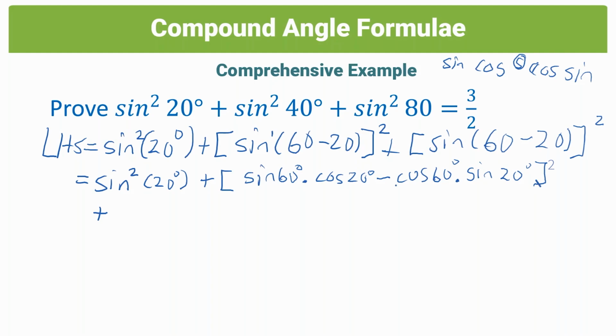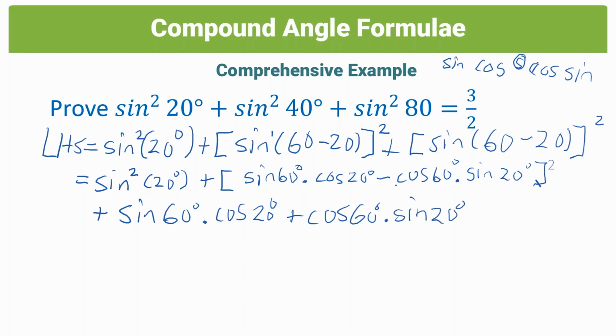That's going to be sine 60 degrees times cos 20 degrees. And now our sign will stay the same. That's going to be plus cos 60 degrees times sine 20 degrees. And I just need to remember to put my square brackets all around this and square it.